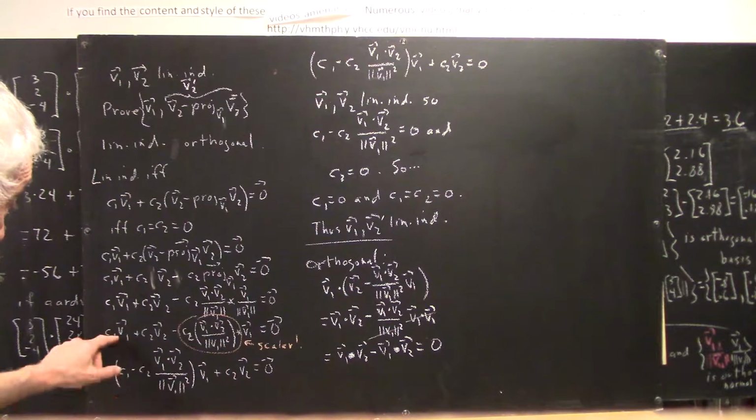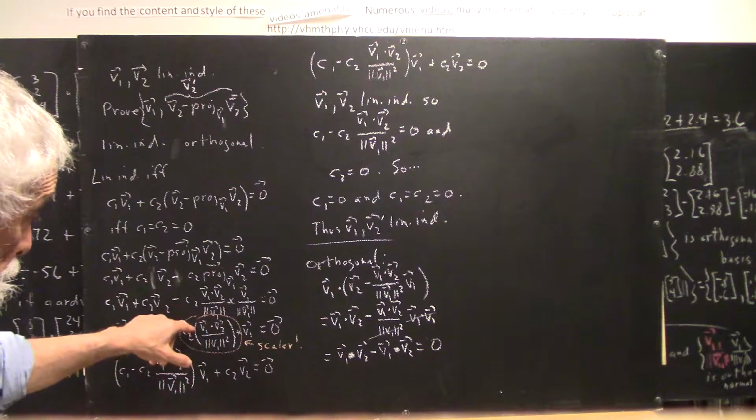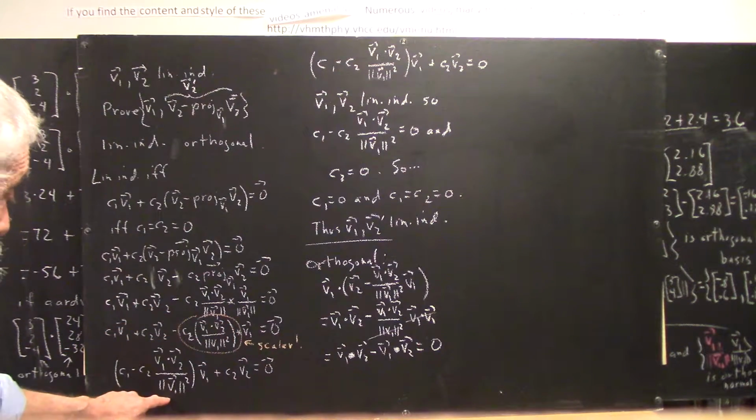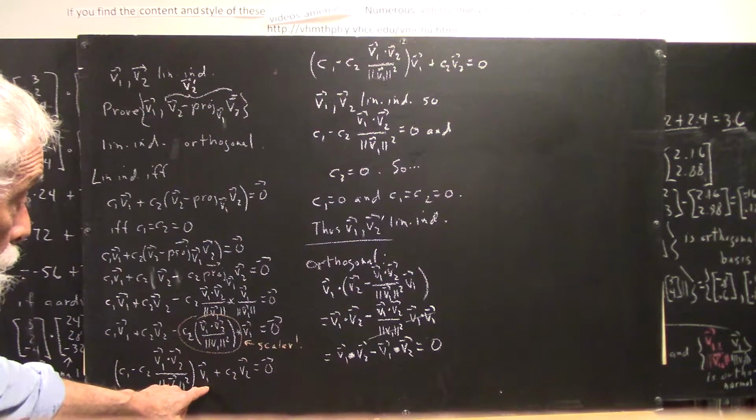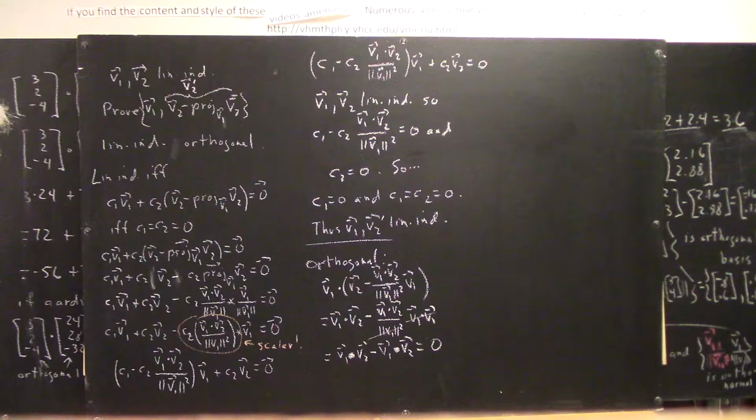So now we can factor out the V1 from this term and this term. We get C1 from this one, and C2 times this V1 dot V2 over magnitude of V1 squared here, all times V1 plus C2 V2 equals the 0 vector.